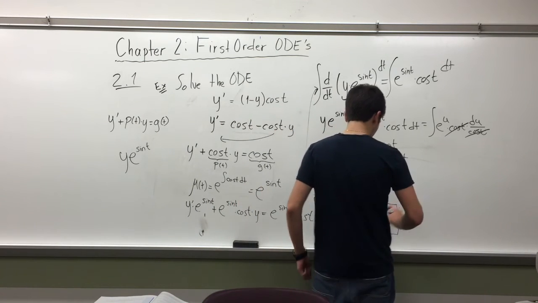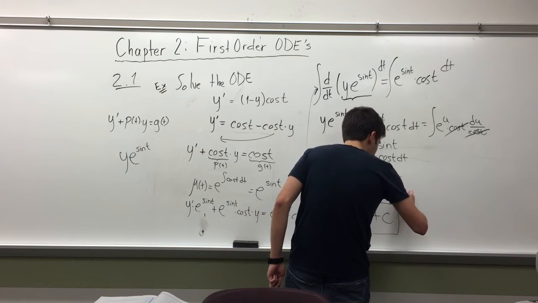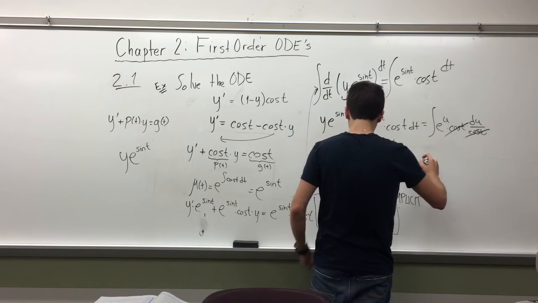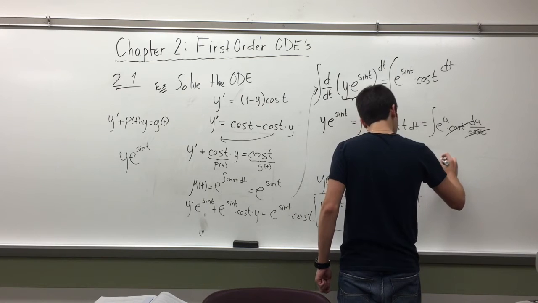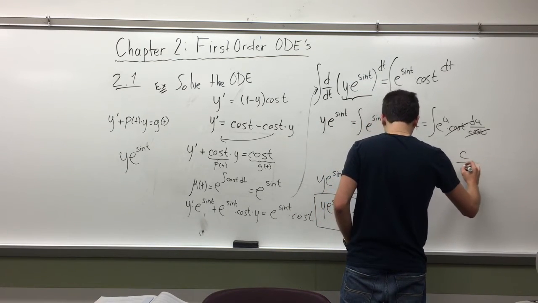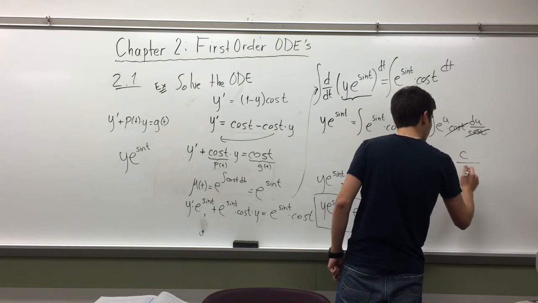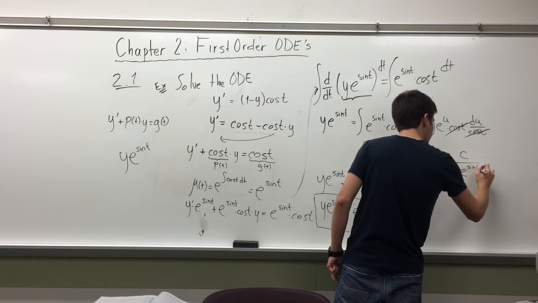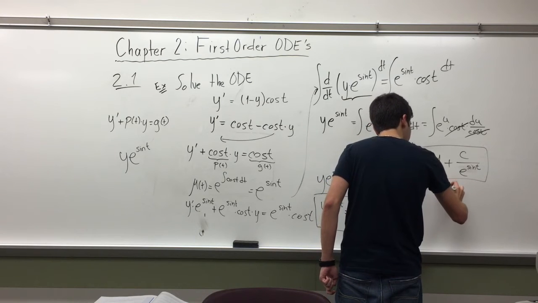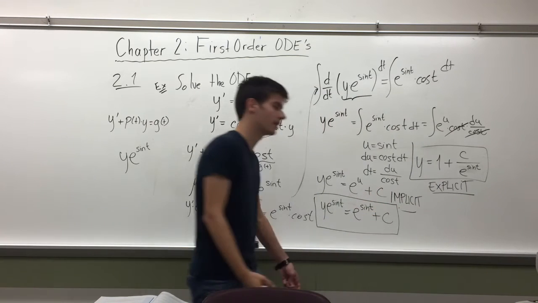So this is an implicit, and an explicit solution would be y is equal to 1 plus c over e to the sine of t. That is an explicit solution. This is an implicit solution.